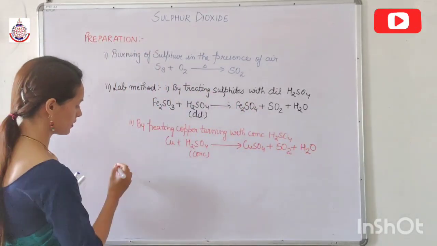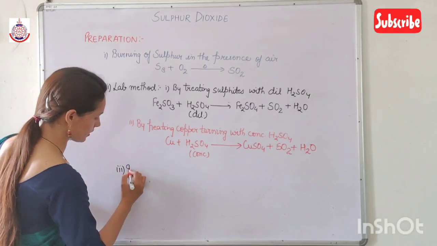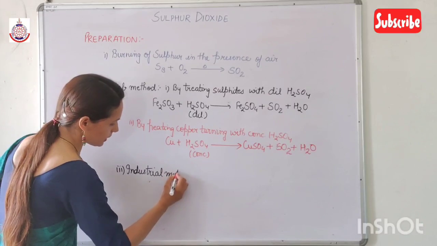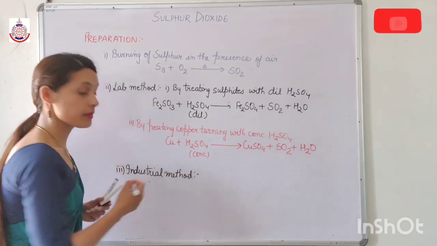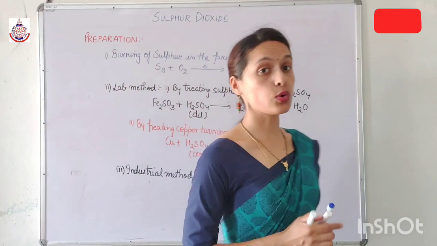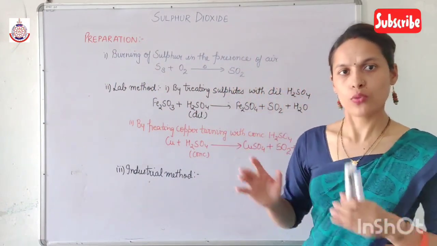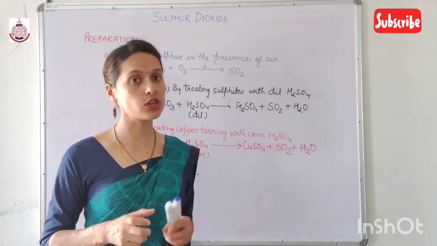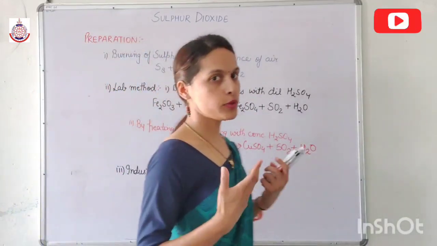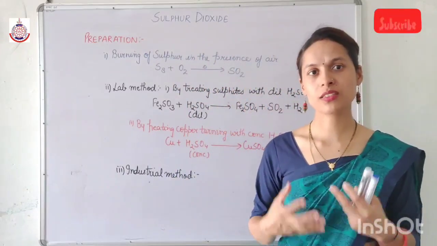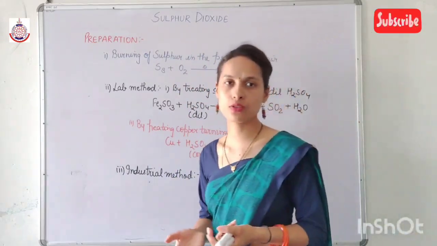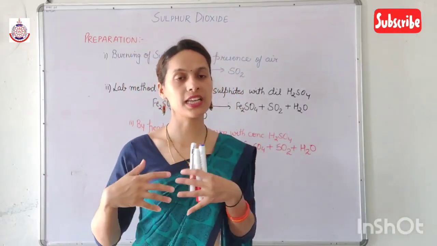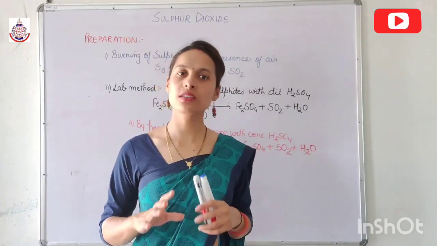Now the third one is the industrial method. In industry, we can prepare sulfur dioxide as a byproduct during the roasting of sulfide ores. I hope you all know what roasting is. Roasting is the burning of the sulfide ore in the presence of air to convert the sulfide ore into the oxide ore so that it can be easily reduced.